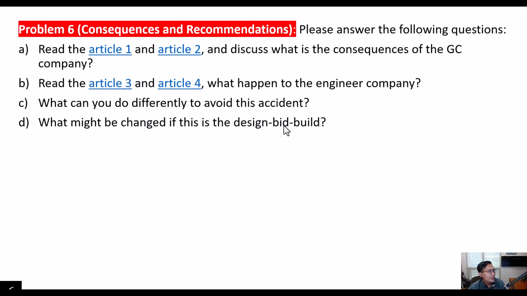What might change if this is design-bid-build? As I discussed previously, the change is that the engineer maybe will be the one to take the major responsibility for this accident.